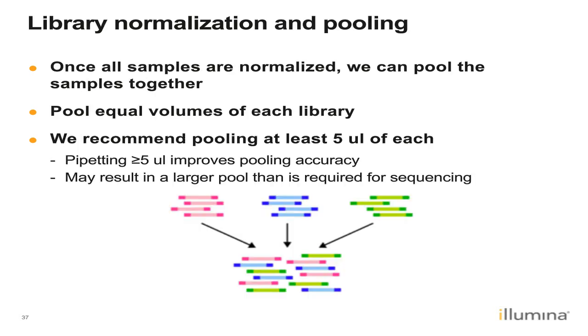Once all of the libraries are diluted to the same molarity, we will pool equal volumes of each one. This helps us to have the same amount of each library in the pool. When pooling samples, we recommend pooling at least 5 microliters of each library. Pipetting small volumes can lead to higher inaccuracy, so using at least 5 microliters for each sample is helpful. This may result in a larger pool volume than is needed for sequencing, and that's totally fine. Any additional pool can just be stored at -20.